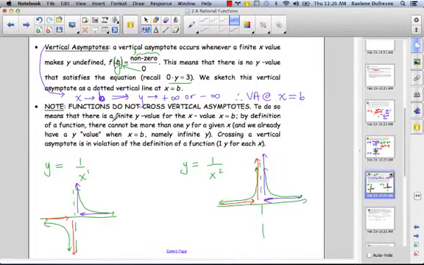Never, ever, ever will a function cross the vertical asymptote. You can read this bit here on your own, just pause it, and recognize that we're talking about the definition of a function. If we were to cross a vertical asymptote, then we would be violating the definition of a function for that to happen. The short story is, functions do not cross vertical asymptotes ever.